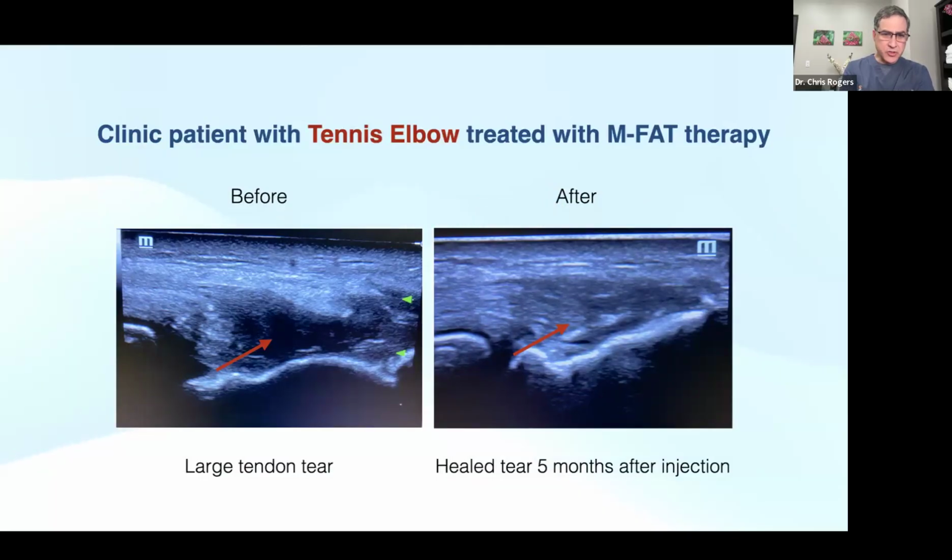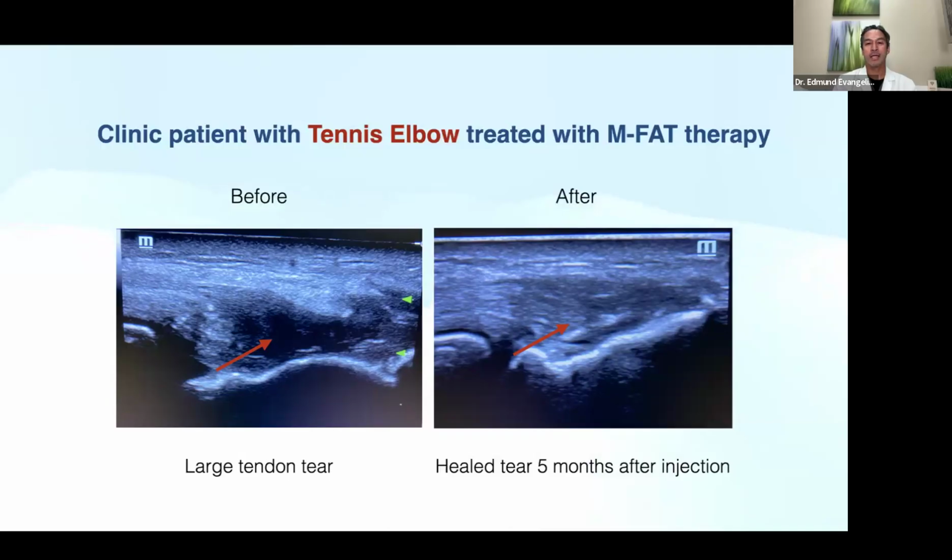But one thing's for sure: distributing the cells throughout the tendon, not just the injured defect area, but also throughout the healthy parts of the tendon, seems to make a difference. So this is again where ultrasound-guided injections are critical. You can't get the cells where you want them without that ultrasound guidance.